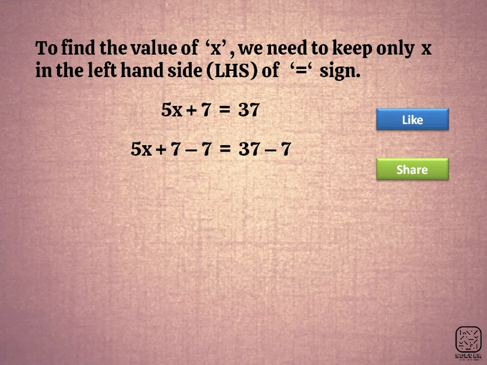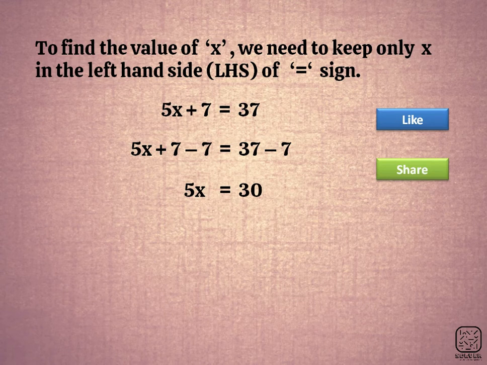Why is that? Because it is an equation. In an equation, the left side and right side are both equal. So if we are doing something on the left side, we are supposed to do that to the right side also. So plus 7 minus 7 is 0. So only 5x remains on the left side. 37 minus 7 is 30. So 5x equal to 30.